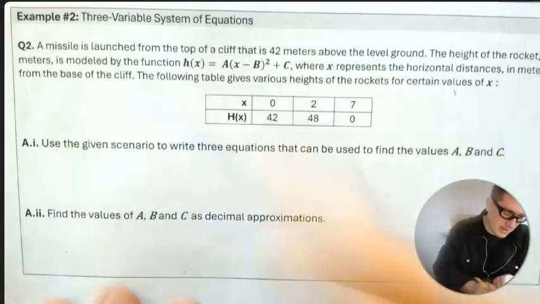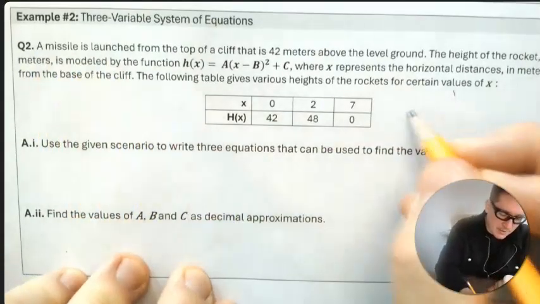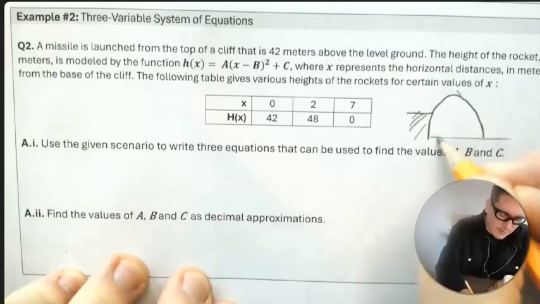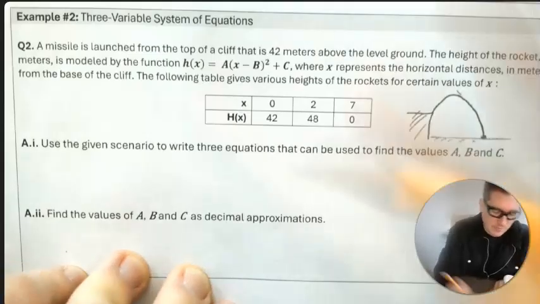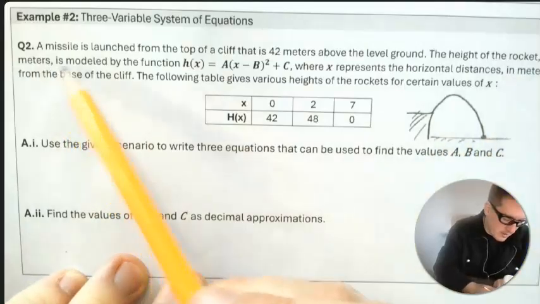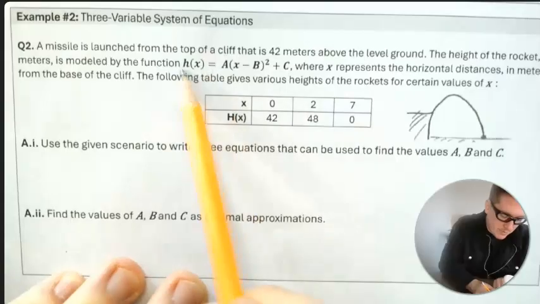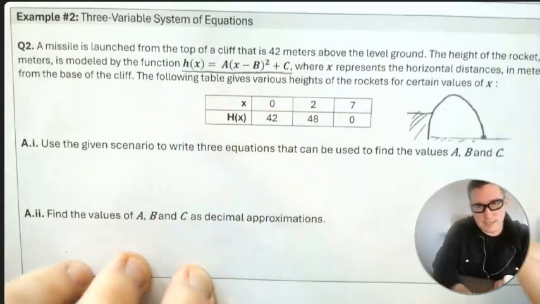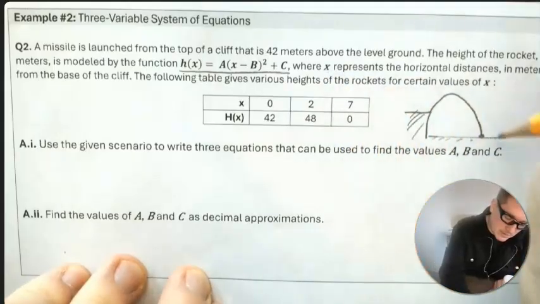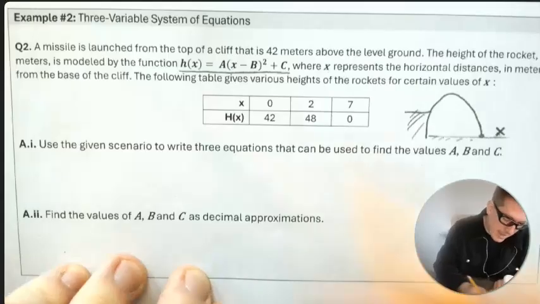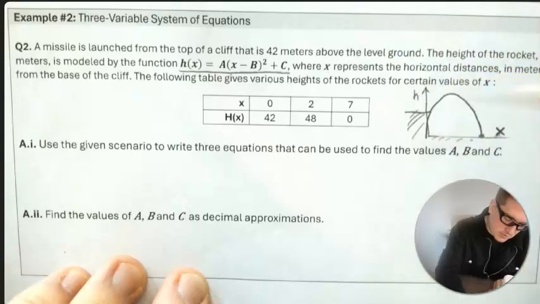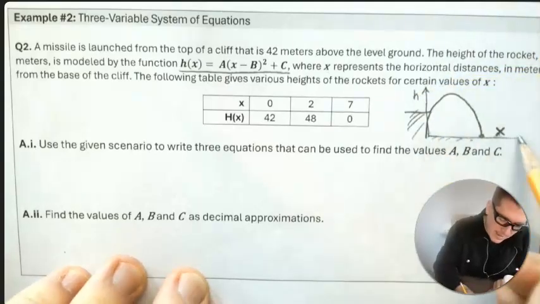Okay, another real-life scenario. A missile is launched from the top of a cliff. So here's a cliff, and I'm going boom, and it hits the ground, right here. Let's say it hits the ground right there. The height of the rocket is a function modeled by this formula. Notice this is what's called the vertex form of a quadratic formula. X represents the horizontal distance. So we're using the traditional x, and instead of y, we're calling the height H. So we have a graph of x and H.